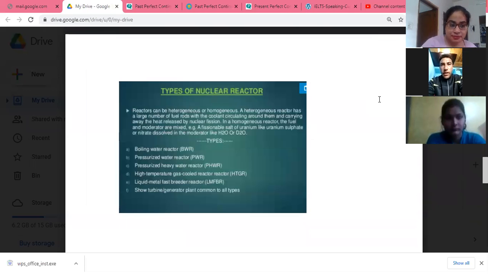Here are the types of nuclear reactor. A reactor can be heterogeneous or homogeneous. A heterogeneous reactor has a large number of fuel rods with the coolant circulating around them and carrying away the heat released by nuclear fission. In a homogeneous reactor, the fuel and moderator are mixed. For example, a fusible salt of uranium like uranium sulfate or nitrate dissolved in a moderator like H2O.